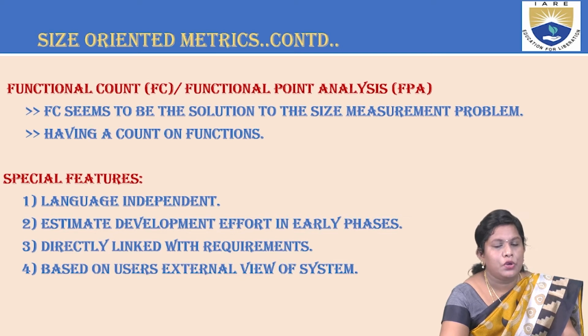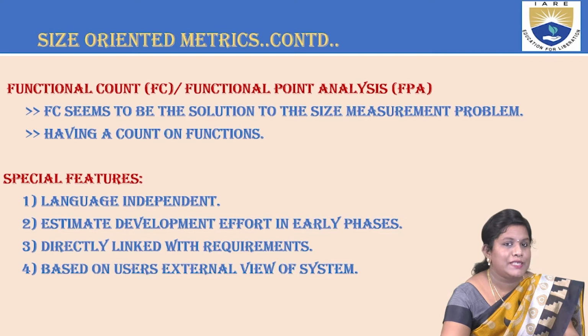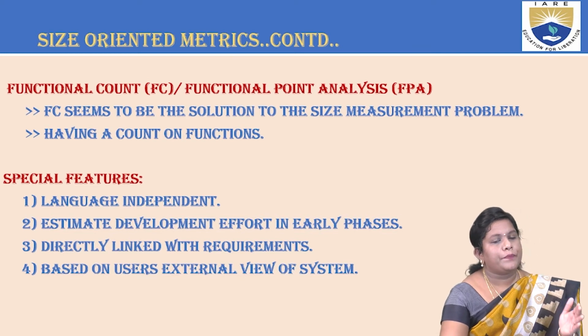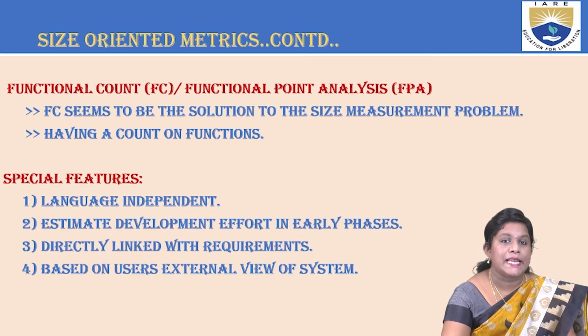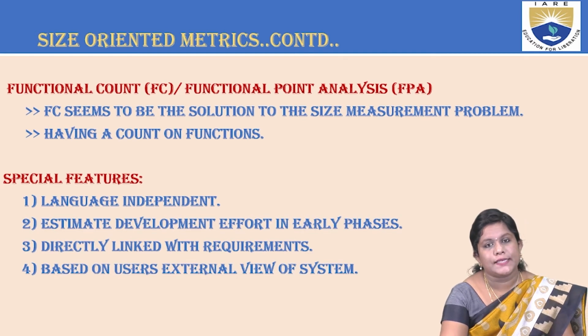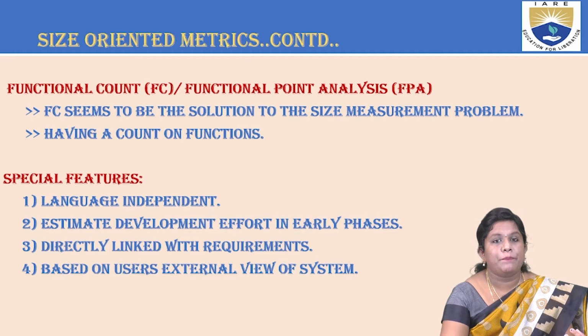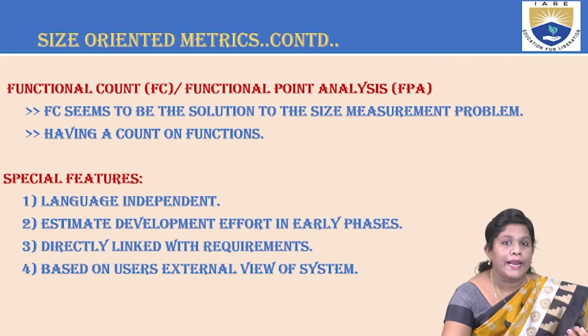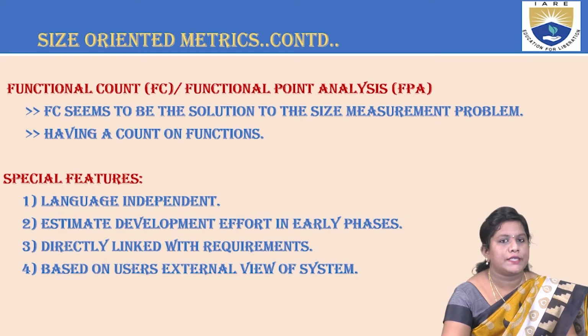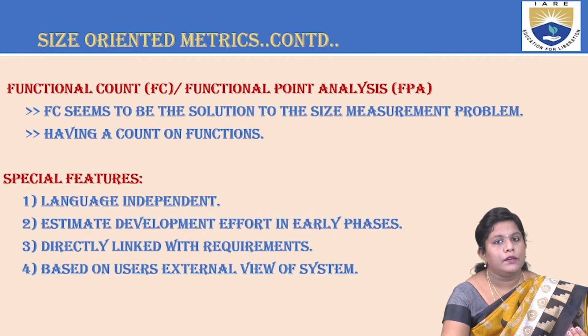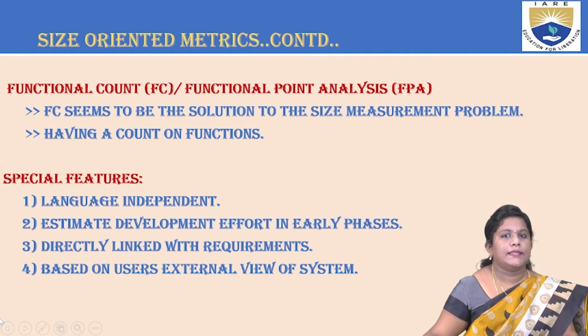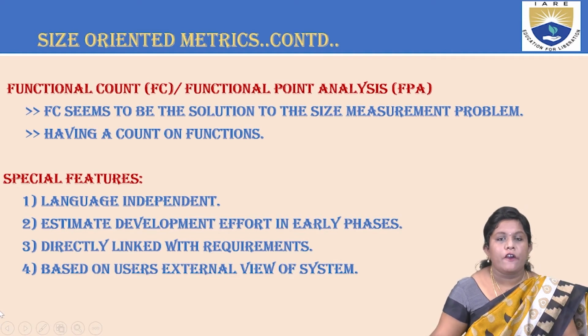FC allows us to do some kind of calculations at the early stages when we start processing. And the third special feature is that it is linked up with the requirements. It is linked up with the requirements. And the final special feature is that it is based on the user's external view of the system. That is how the end user views your system in terms of the functional count. These are the 4 special features that are attained by using functional count.